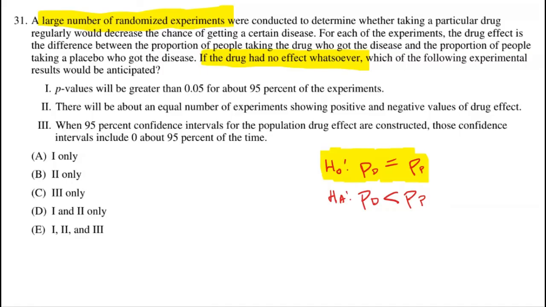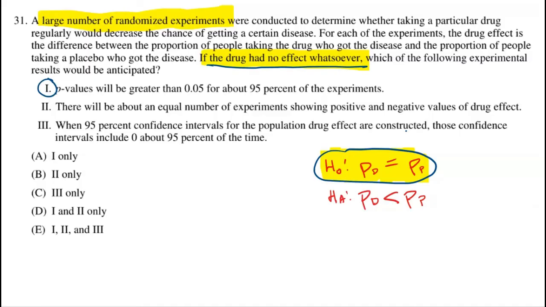So knowing all of that, which of the following must be true? P-values will be greater than 0.05 for about 95% of the experiments. Now, if your p-value is greater than 0.05, you're going to fail to reject the null. You do not have enough evidence to go with the alternative. And that's exactly what should happen, because if the drug had no effect whatsoever, we should not reject it. We should be failing to reject the null. And if we have a p-value greater than 0.05, that's what we're going to do. So that's a good answer.